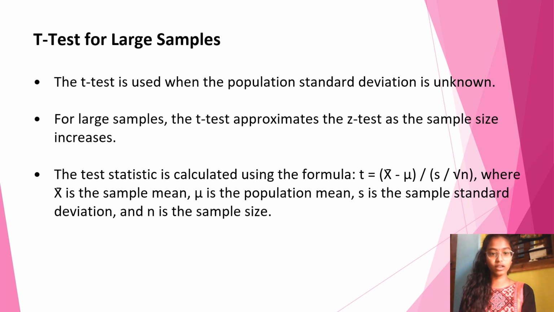The t-test for large samples. The t-test is used when the population standard deviation is unknown. For large samples, the t-test approximates the Z-test as the sample size increases. The test statistic is calculated by using the formula t equals x bar minus mu, divided by s divided by root n, where x bar is the sample mean, mu is the population mean, s is the sample standard deviation, and n is the sample size.